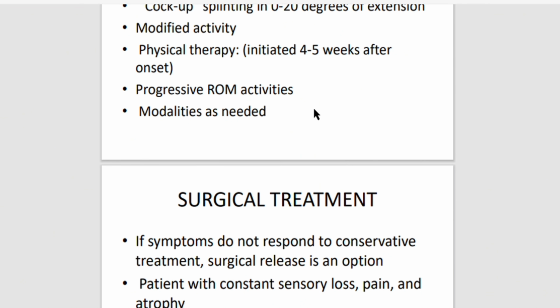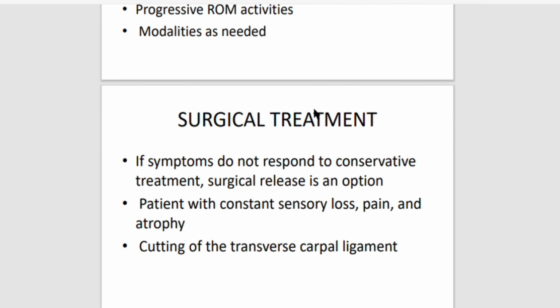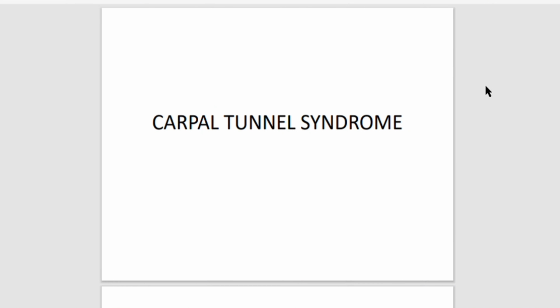And in case the patient is not responding to the conservative treatment, surgical release is an option. A patient with constant sensory loss, pain, and atrophy should also opt for surgery. Moreover, in surgery, the cutting of the transverse carpal ligament is done. That was a very short description of carpal tunnel syndrome. I hope all of you have an idea regarding it and it is clear.